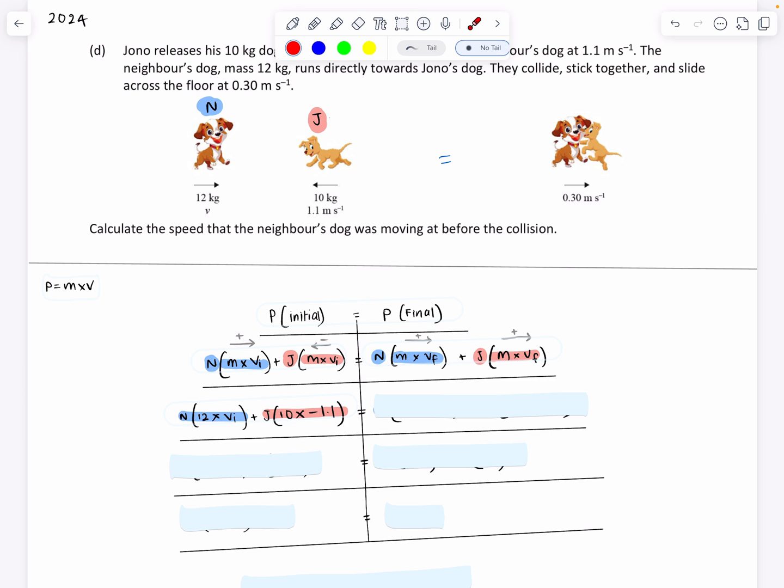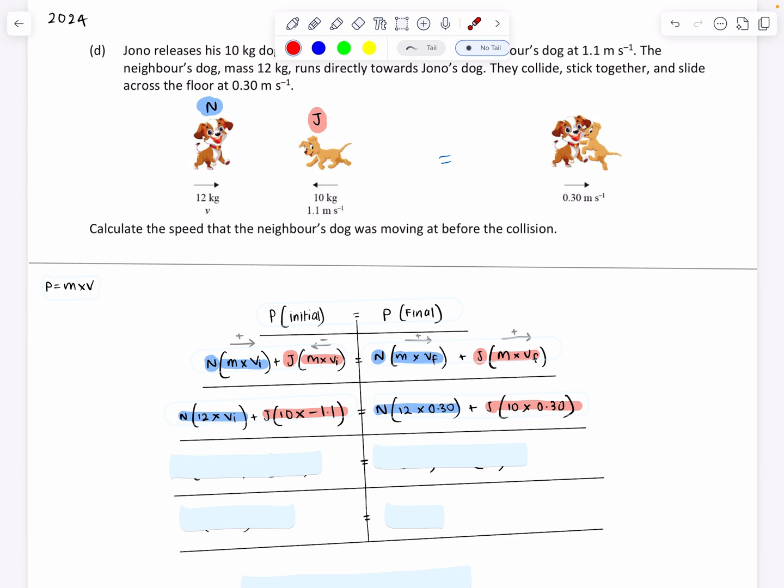Now we can start to substitute the numbers in. So for the neighbour's dog, it has a mass of 12 kgs. We don't know its initial velocity. That's what we're trying to find, and we're going to have to rearrange this whole thing in the end to find this. Jono's dog has a mass of 10 kgs, and its velocity is 1.1 meters per second, but because it's going in the opposite direction to the neighbour's dog, this velocity vector is going to be a negative value like this arrow here. So this is why I've written negative 1.1.